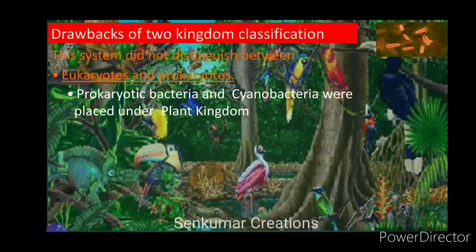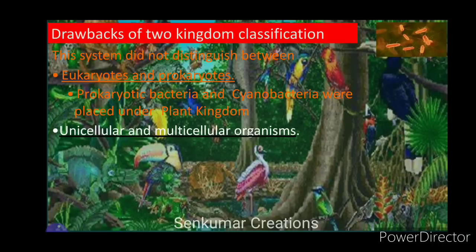Prokaryotic bacteria and cyanobacteria were placed under the plant kingdom. These prokaryotic bacteria are the unicellular organisms I mentioned. Prokaryotic means organisms that lack a true nucleus, the well developed nuclear membrane is not present. Prokaryotic bacteria and cyanobacteria are both groups of bacteria, but according to the two kingdom classification, these two groups of bacteria were kept under the plant kingdom. That is also a drawback.